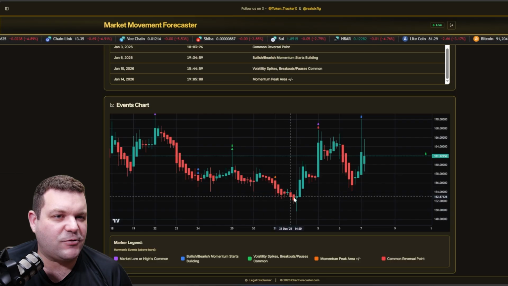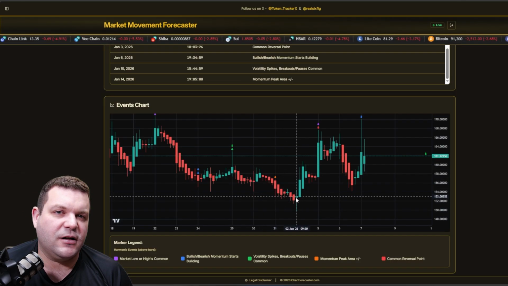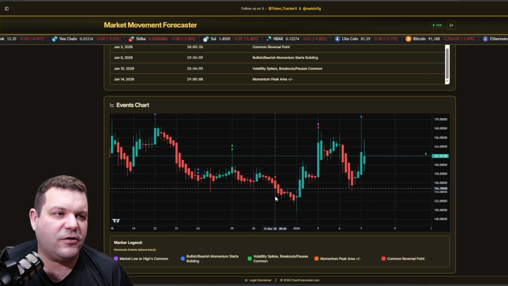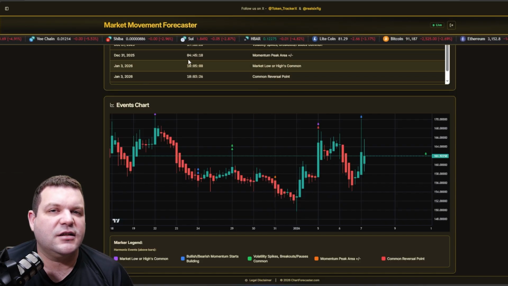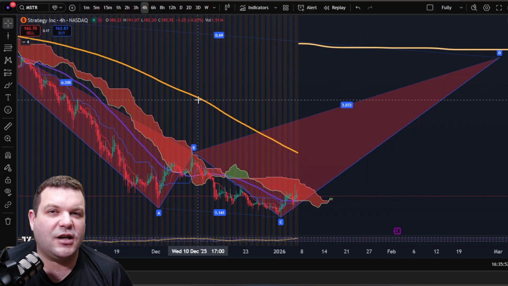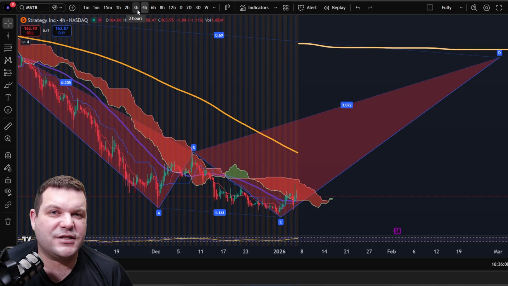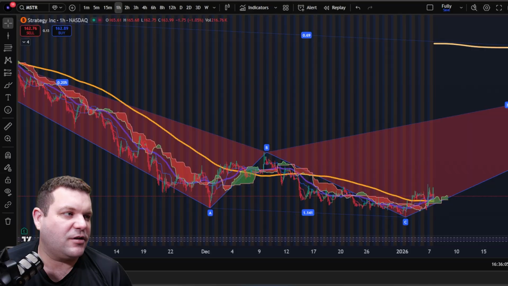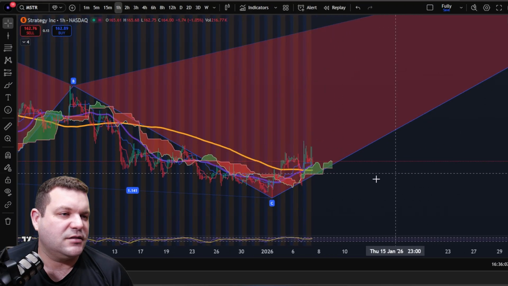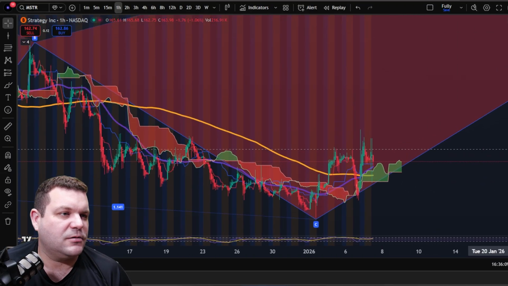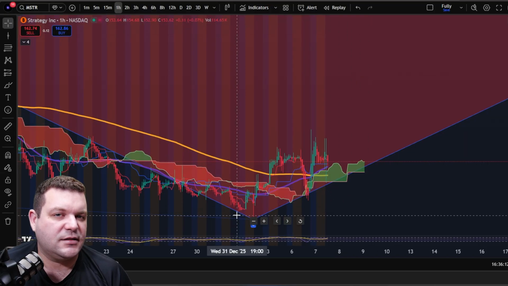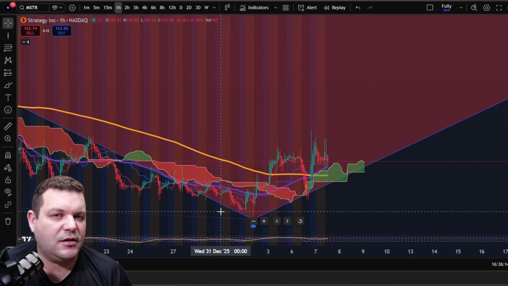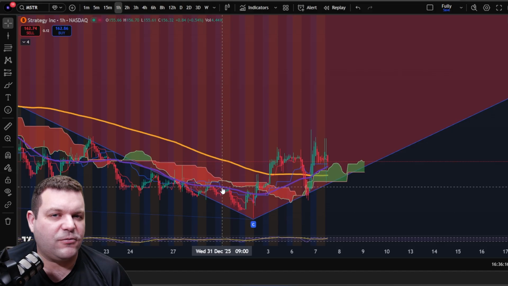Again, from the bottom of this red candle, it predicted a momentum peak area. And this was December 31st, let's see here, at 4:45 a.m. It was New Year's Eve. Let's just see where this was at on the chart. December 31st. There we go. At 4 a.m. So like right in here.